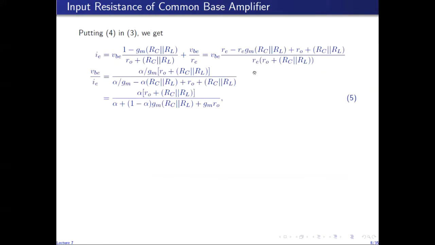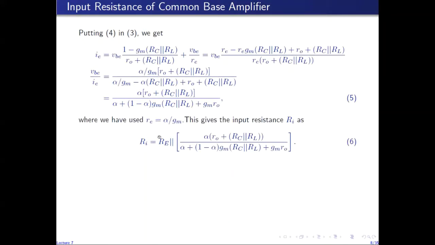So VBE over IE is actually the inverse of this factor, in which I have replaced small re with its definition, alpha over gm. So re is alpha over gm, gm re is alpha. So I replaced re and the product with alpha over gm and alpha. And then I have multiplied the numerator and denominator with gm to get this expression. So this factor in parallel with Re gives me the input resistance of the common base amplifier.